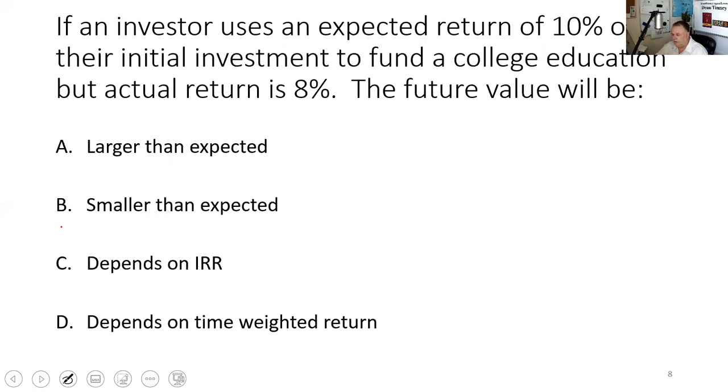An investor uses an expected rate of return of 10% on their initial investment to fund a college education, but the actual return was 8%. So we didn't do what we thought, right? So the future value calculation I used, that's what we were assuming we were going to get. Now we got that, and so that means we're going to have a little bit of a problem, right? We're going to have a lot less money than we thought.